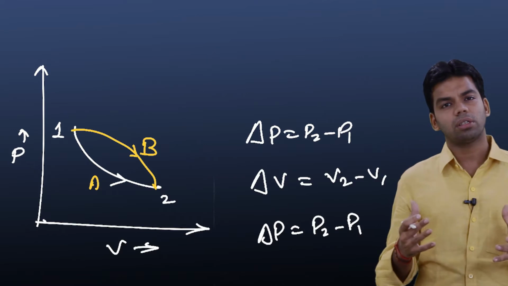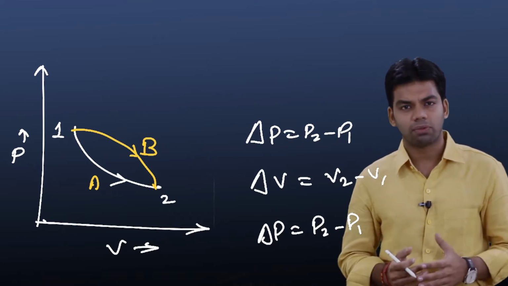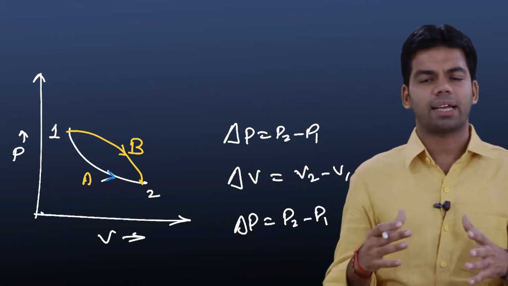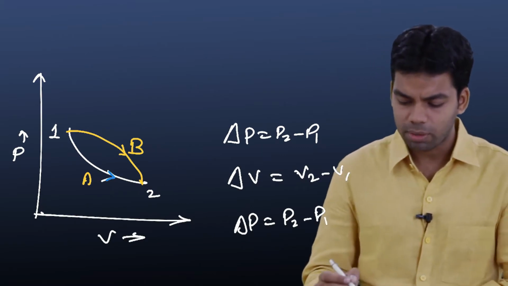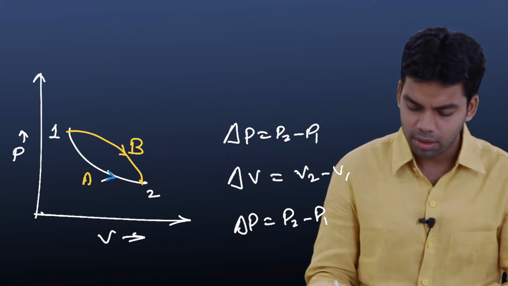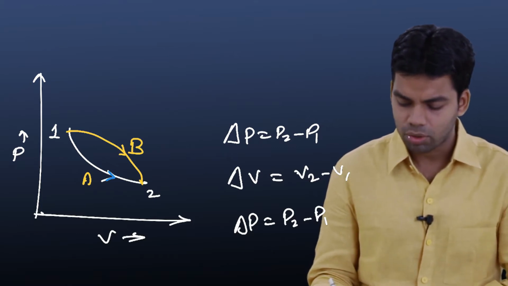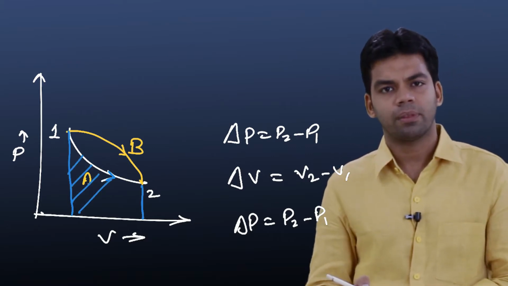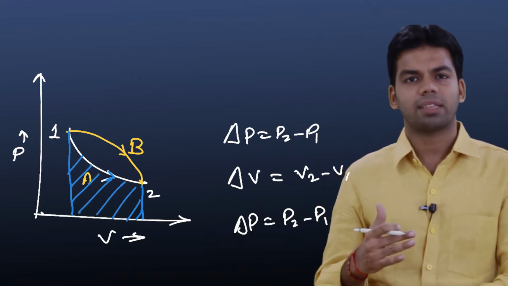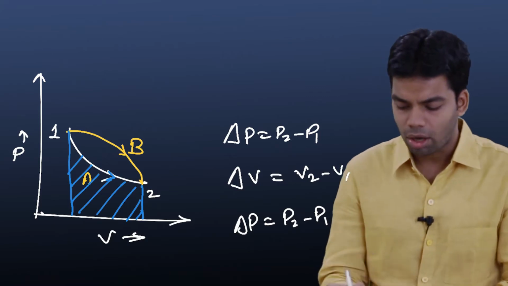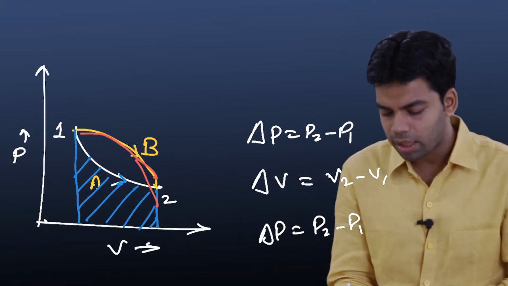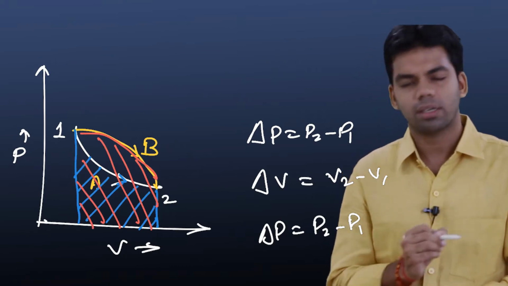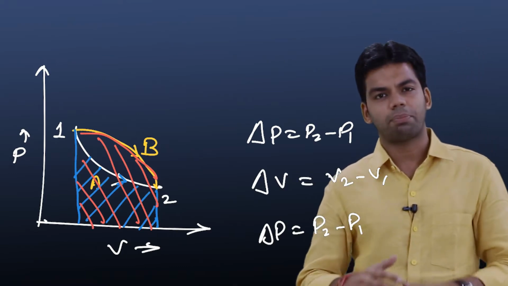Now what about the path function? The function which depends on the path followed by the system. For example, heat, for example, work. As we know, the area under the PV diagram gives work done. So if I ask you what will be the work done during path A, the area under this PV diagram will give us the total work done. Now if the path is changed to path B, the area under this PV diagram, this total area, will give us the work done. That means the work done depends on the path.